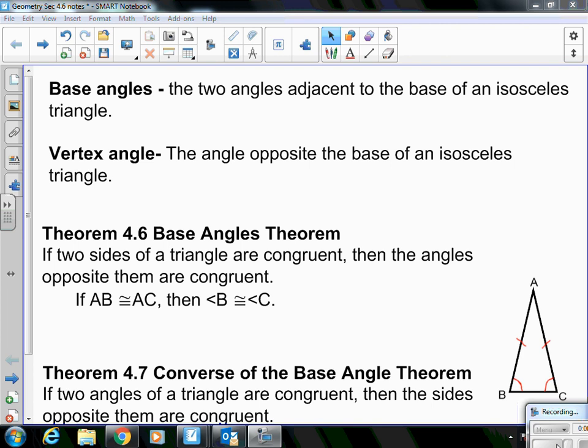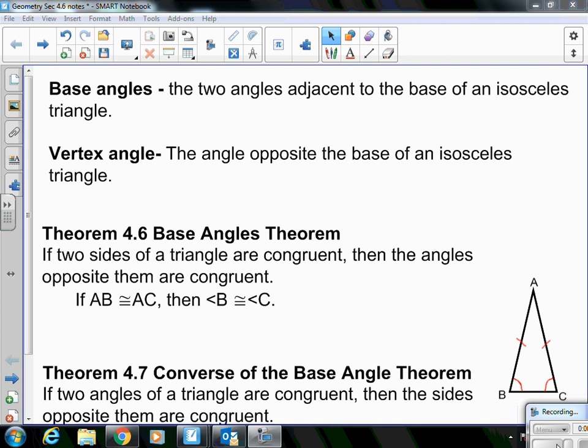Alright, so today, continuing on with triangles and looking more at isosceles and right triangles today. Right, so first off, a few definitions. Base angles are going to be the two angles adjacent to the base of an isosceles triangle.